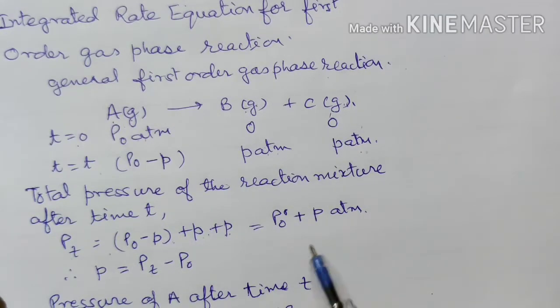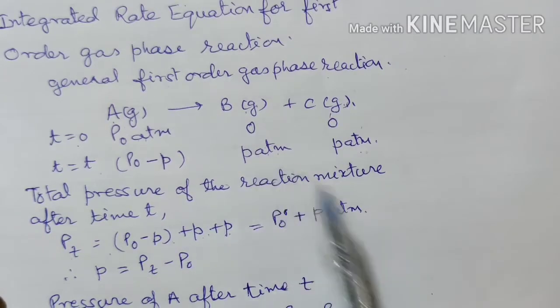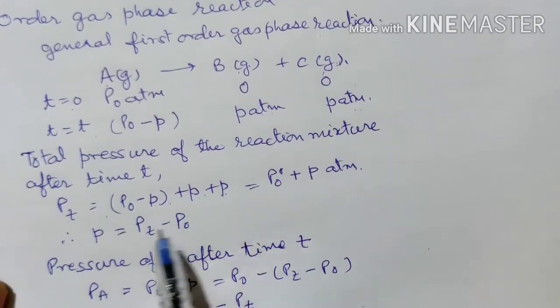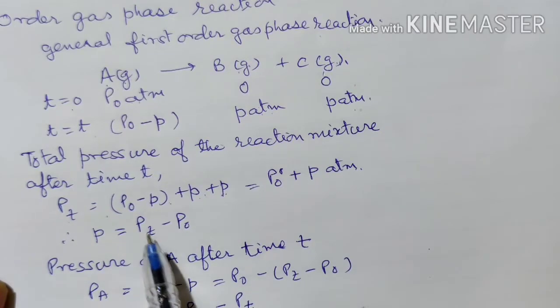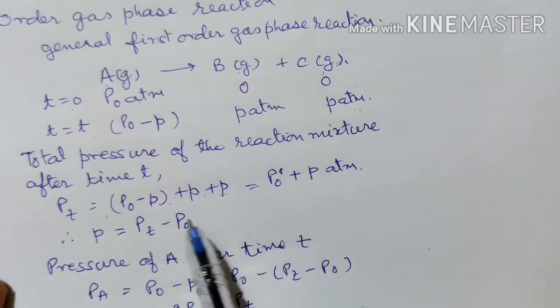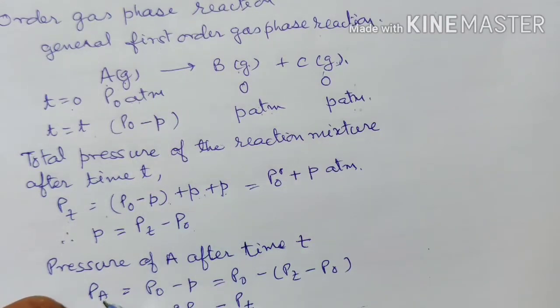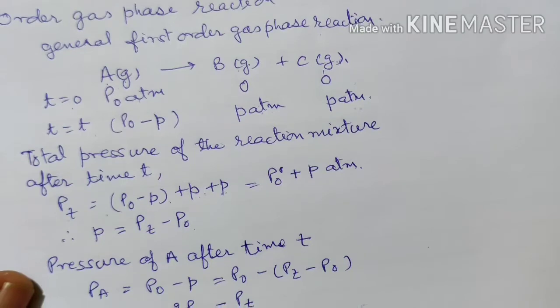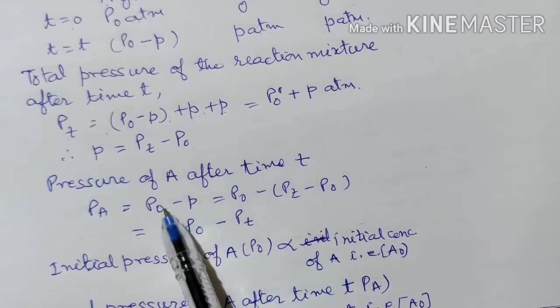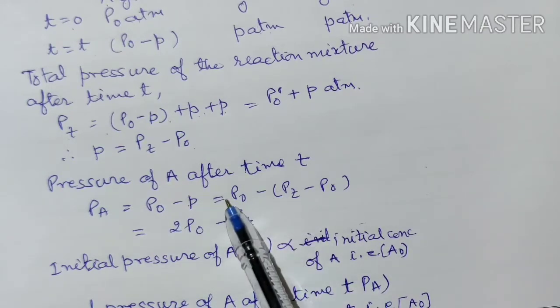So we have to find the value of small p. We can find it by putting p is equal to PT minus P0, where PT is the total pressure after time t. The pressure of A after time t, PA, is equal to P0 minus p.